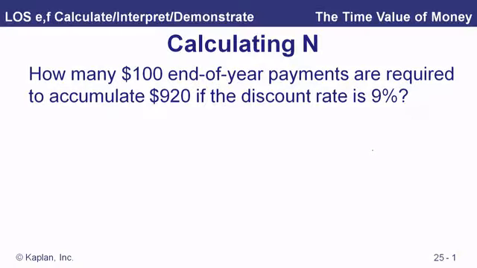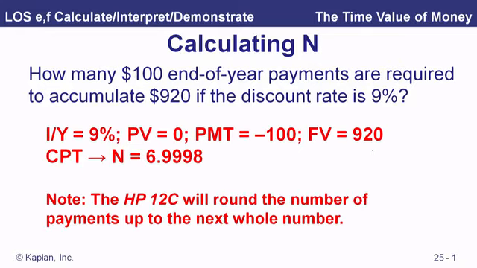And if we put in 4 of them, but not N, we could calculate N. So we'll do it here. It's kind of maybe a stretch in terms of a problem you might run into, but how many $100 end-of-year payments are required to accumulate $920 if the discount rate or interest rate is 9%? Now, we put in the interest rate, the present value is 0, the payment's minus 100, and we know the future value. We want to accumulate 920. So we compute N.